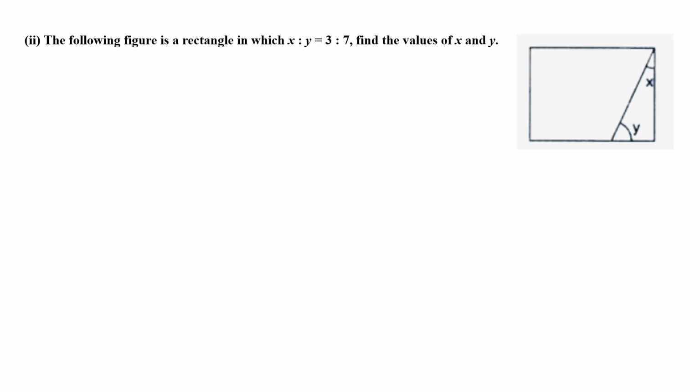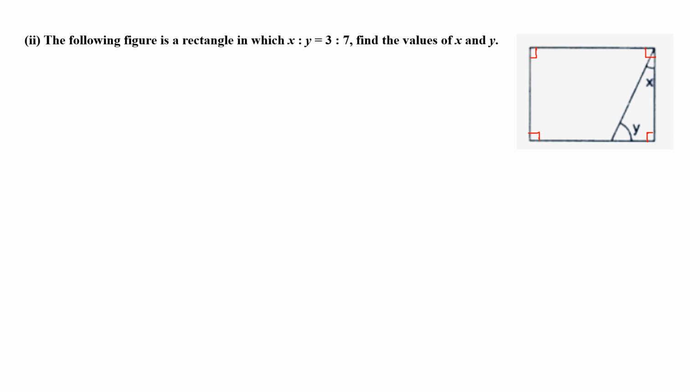Second part is the following figure is a rectangle in which x is to y equal to 3 is to 7, and you have to find the value of x and y. So here it is given this figure is a rectangle. So when it is a rectangle, what are the properties? Just try to recall. In a rectangle, the opposite sides are equal, first thing. Second thing, all the angles are 90 degree, isn't it? So from here I can write this angle is 90, this is also 90, all the angles are 90, even this complete angle is also 90.